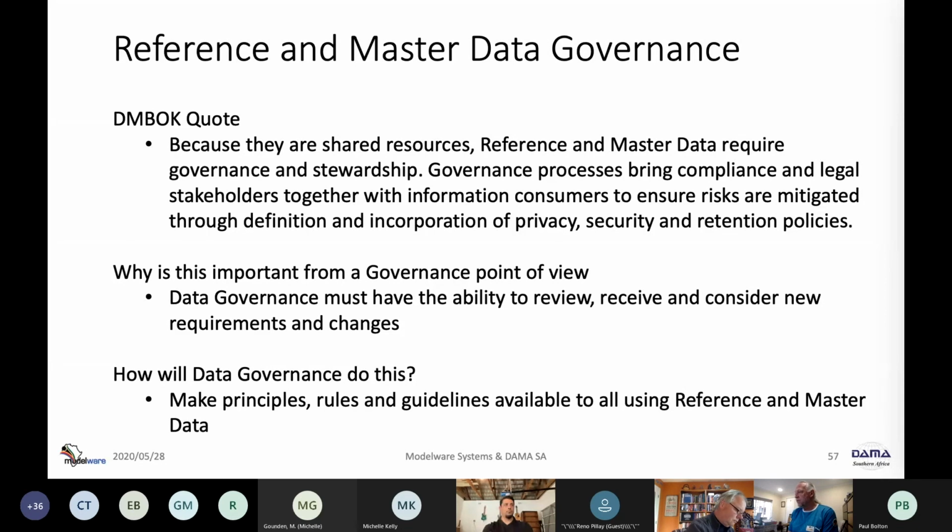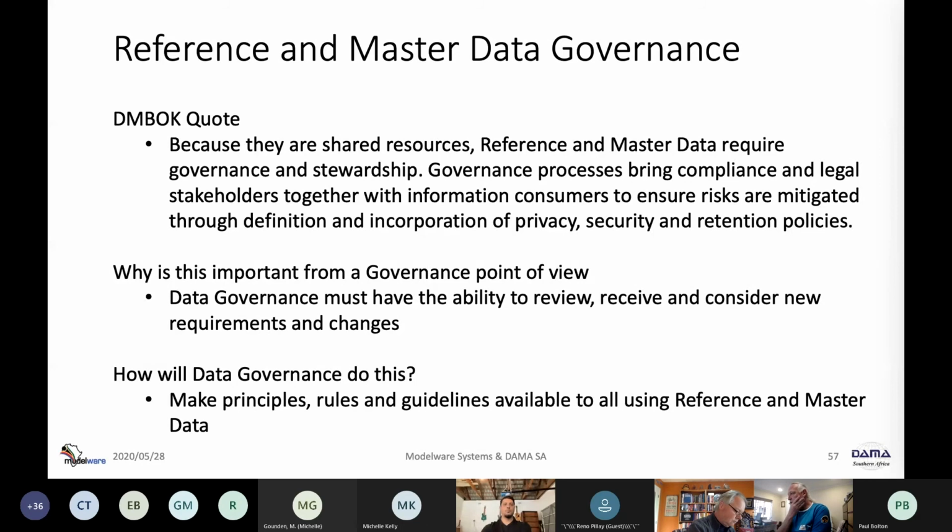So why is it important from a governance point of view? We must be able to review, receive, and consider new requirements and changes to these master data systems because they will help and facilitate the sharing with other applications and the usage of that data. And I've been involved in several 360 master data systems where they bring in all the data, they try to bring in the customer data across all different business units, groups, and so on. Then all of a sudden we start finding that we've got purpose issues: I didn't share my data with you to be shared with somebody else. And so governance needs to get involved with dealing with that.